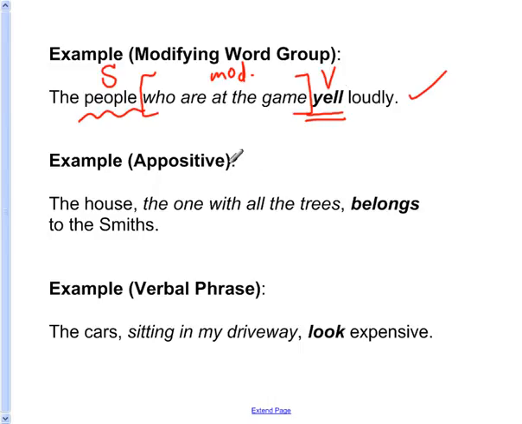We can also have an appositive in between the subject and verb. In this example, the house, the one with all the tall trees, belongs to the Smiths. The verb of this sentence, the main verb, is belongs. The subject is house. In between the subject and verb is an appositive.